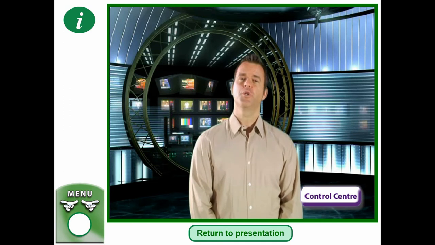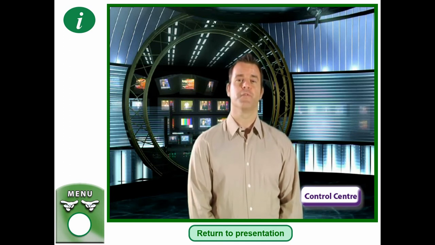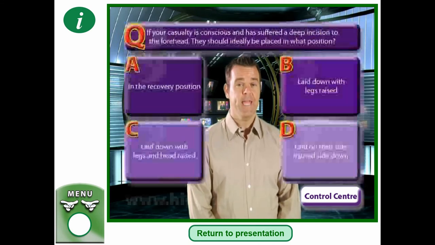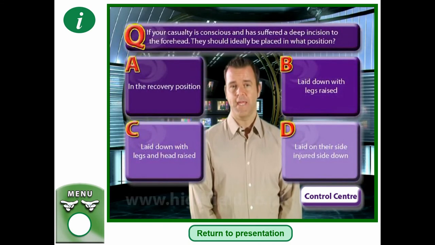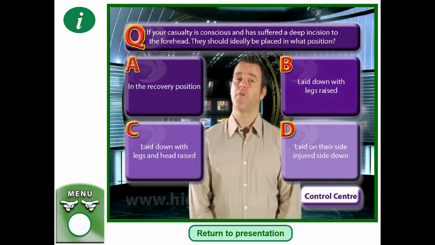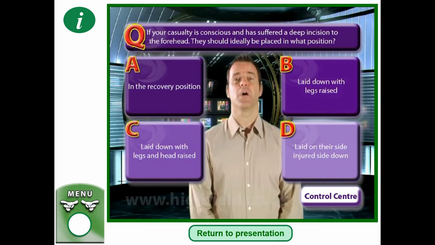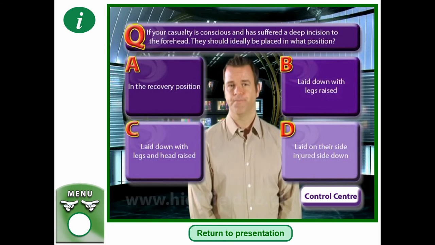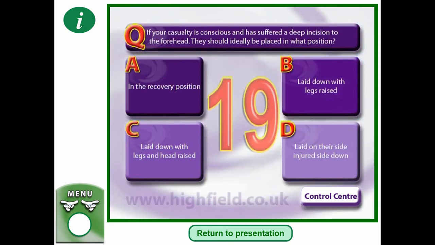If your casualty is conscious and has suffered a deep incision to the forehead, they should ideally be placed in what position? A, in the recovery position. B, laid down with legs raised. C, laid down with legs and head raised. Or D, laid on their side, injured side down. So again, which do you think is the right answer? A, B, C, or D?